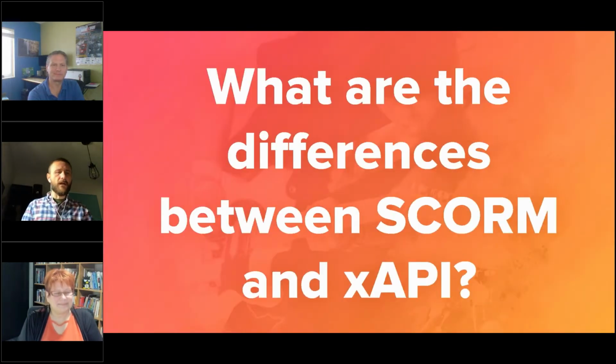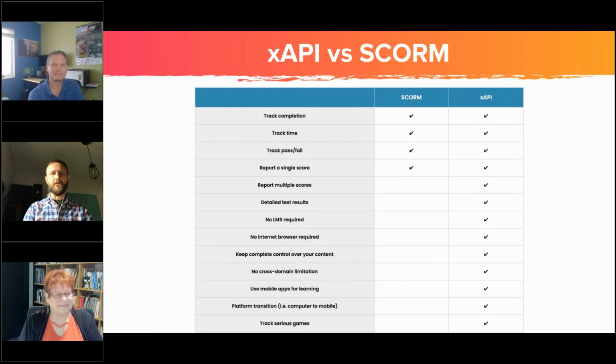All right, so the next question we see pretty commonly is, what are the differences between SCORM and xAPI? Because if we're just talking about tracking learning data, tracking what a learner did in a course, you can do a whole lot of that in SCORM. So a lot of folks are confused by the differences there. So what are those differences?